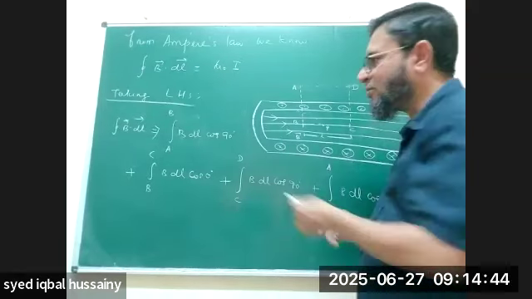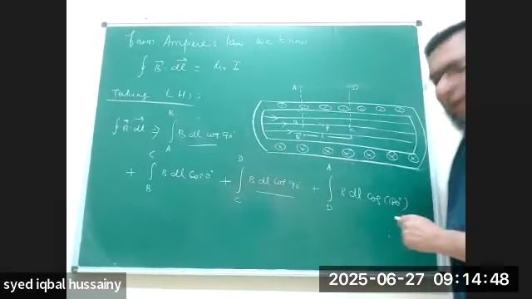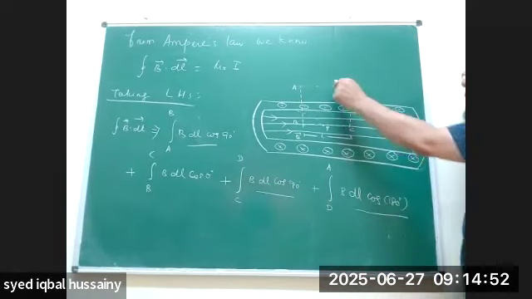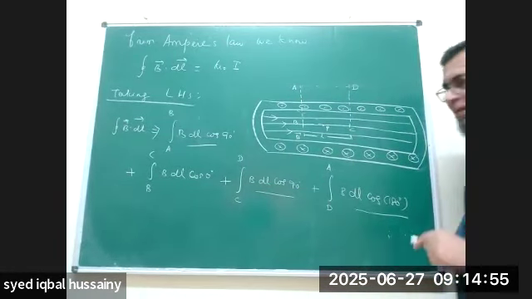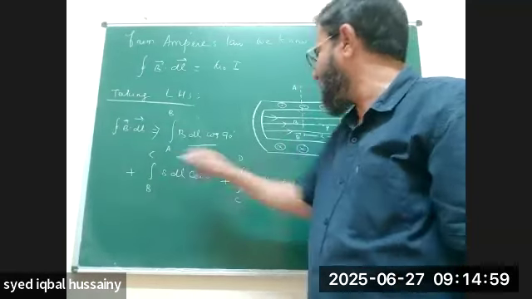So how many terms become 0? This cos 90 term will become 0. And this cos 180, minus BDL, will also become 0, because here we say the magnetic field is 0. Getting my point or not? Therefore, we get only one term, BDL, that is the B to C term only.